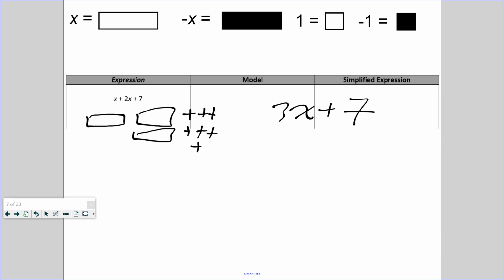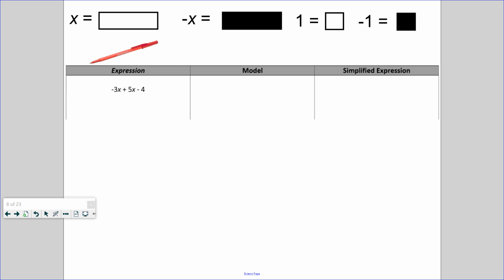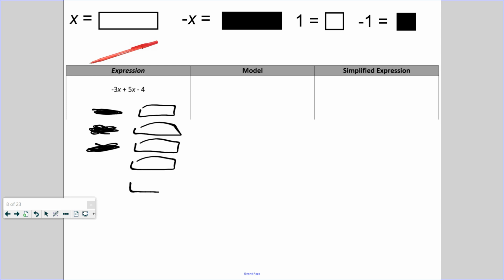What's another way I could have written it? You could have written it as 7 plus 3x. But usually, when we write an expression, the variables come first, then the quantity. So 3x plus 7. So now this is where it gets a little harder. So we have negative 3x. Each negative x is a dark rectangle. Plus 5x minus 4. Is minus 4 positive or negative?